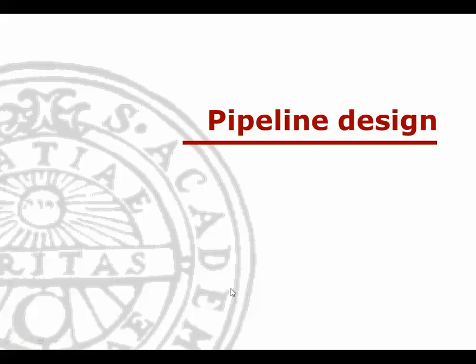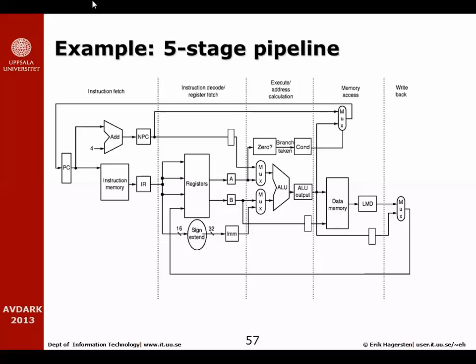So now we're going to look at how a simple pipeline, like the one in the previous example, can be implemented in a real architecture. Here's an example, a schematic of a 5-stage pipeline, fairly similar to the one we described before. Let's first identify some of the important parts of this pipeline.